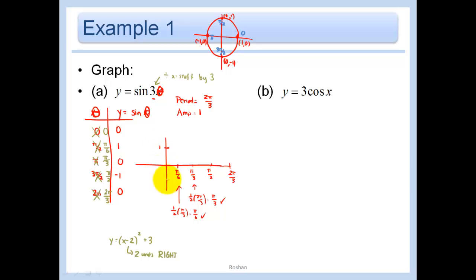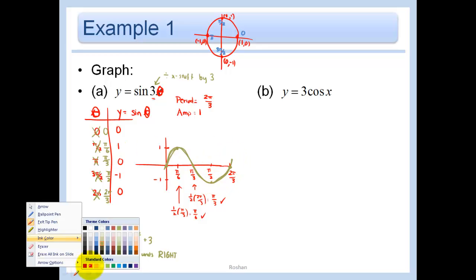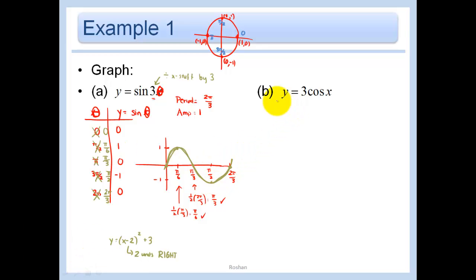We go up and down 1. That was our amplitude, and that's what we found here. So when I go to graph it, I have the point 0, 0, then I go 1, 0, negative 1, 0, and that would be 1 period. We do the same type of deal when we're dealing with cosine.